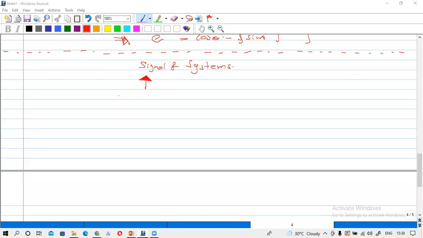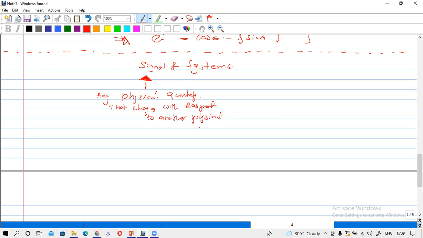So already you know that signal is... I think in the MATLAB session I have mentioned this. Okay, signal is any physical quantity that changes with respect to another physical quantity. Okay, another physical quantity.